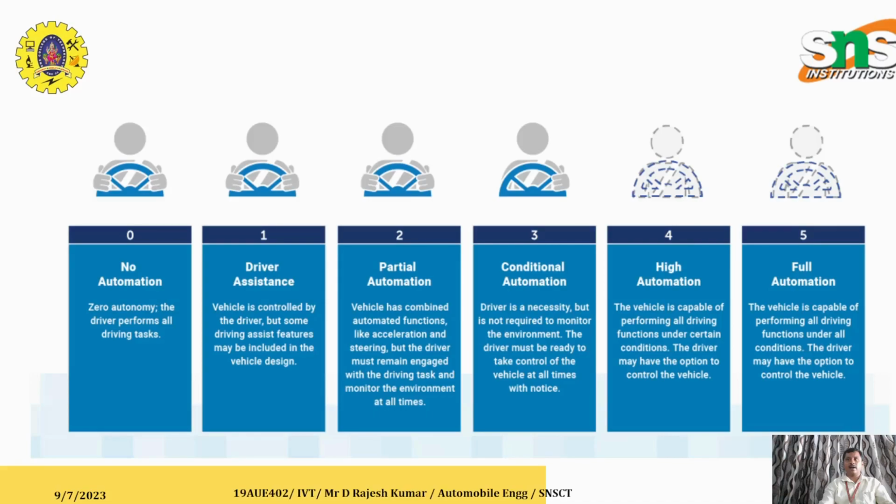The next level is the high automation. There the vehicle is capable of performing all driving functions under certain conditions. The driver may have the option to control the vehicle. The last is the full automation. There the driver may have an option to control, but everything is controlled by the system itself. And you can see the difference in all the levels, and you can see the image it is represented above the description.